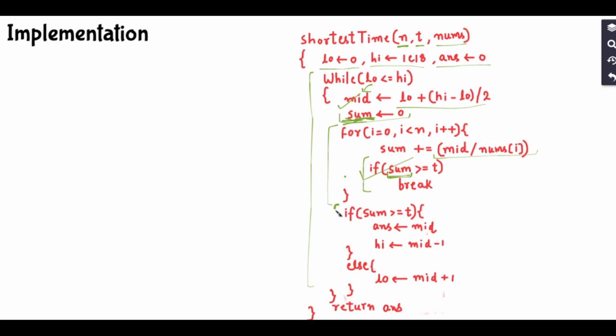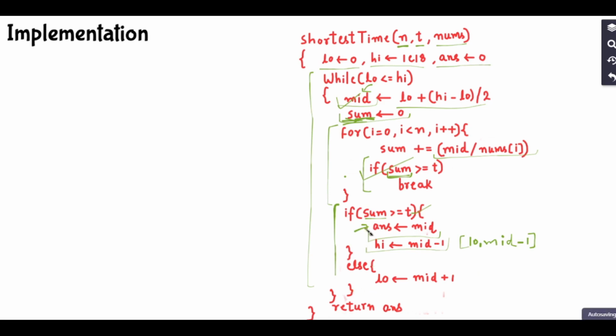Finally, after I have computed the number of products which I can create, I'll have to check if the products which can be created in this mid seconds are greater than or equal to the demand. If they are, then that means yes, it is a valid answer, but there is scope for a better answer. So reinitialize the boundaries to low to mid minus 1. This is the new search space where I want to look for my answer, because I want to find the minimum time. I want to minimize this answer.